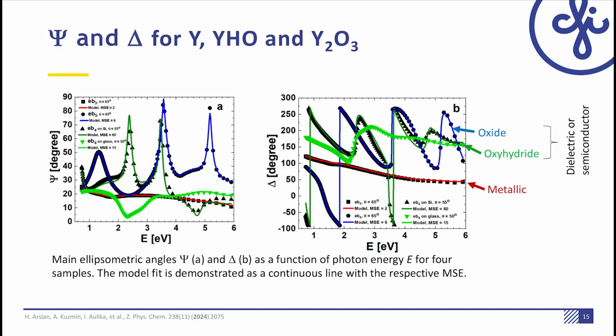Moreover, we can also have information about the optical bandgap. For example, for oxyhydride, we see that from approximately 3 electron volts, we don't have any more oscillations of psi and delta. That means that this material's optical bandgap is approximately 3 electron volts. The oxide provides maxima and minima even in the deep ultraviolet. That means that the bandgap is approximately 6 or even more electron volts.